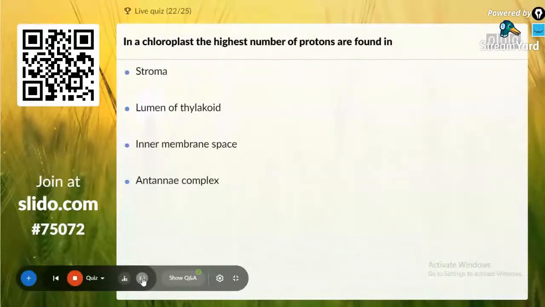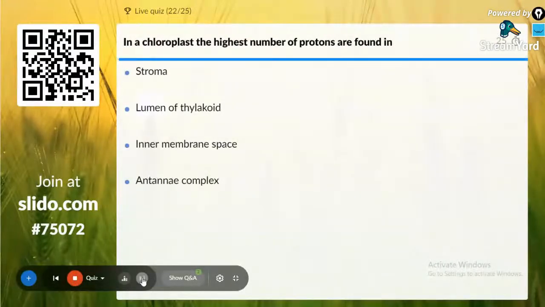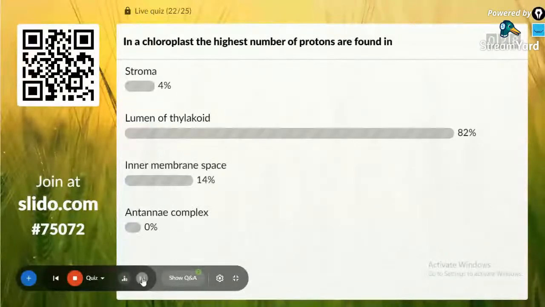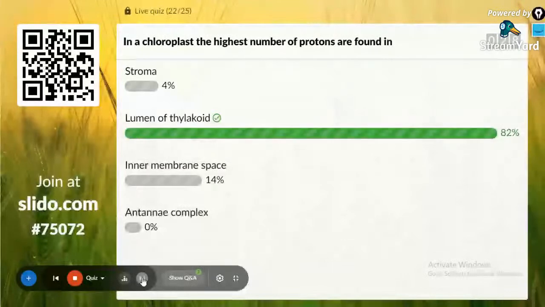22nd question, we have three more to go to end this mega botany test number one. In a chloroplast, the highest number of protons are found in option A stroma, B lumen of thylakoid, C inner membrane space, option D antenna complex. The spelling is wrong, it is antenna. The highest number of protons in a chloroplast are found in. Yes, 82% with a good answer. Lumen of thylakoid. Two more questions remaining.